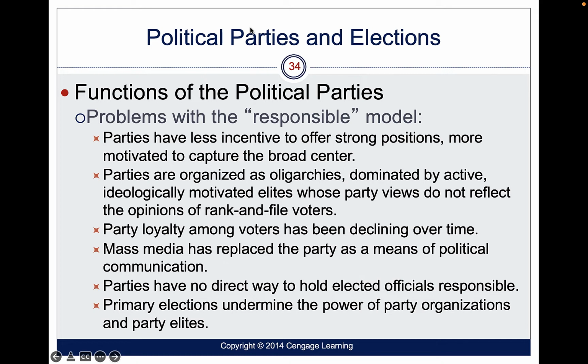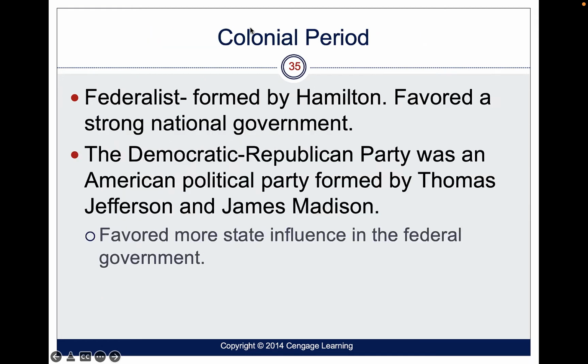Primary elections undermine the power of party organizations and party elites. Now, looking at this last point, remember it because I don't necessarily agree with it. What they're basically saying is that parties can control who gets the nomination for president. We're going to look at that and dispel that in a little bit. But before we do that, we're going to go through some history of political parties.